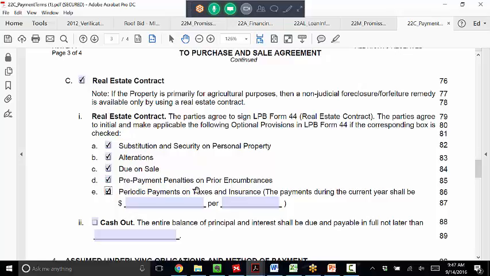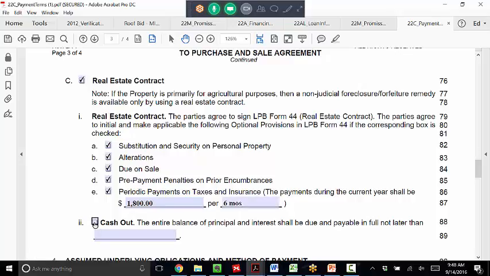Periodic payments on taxes and insurance. In a normal mortgage scenario, you're paying a little bit towards your taxes and insurance every month. Well, in a real estate contract, that's not happening. So we have to understand that we're going to pay $1,800 or whatever the amount is twice a year, or whatever frequency we agree to. All right? Cash out.